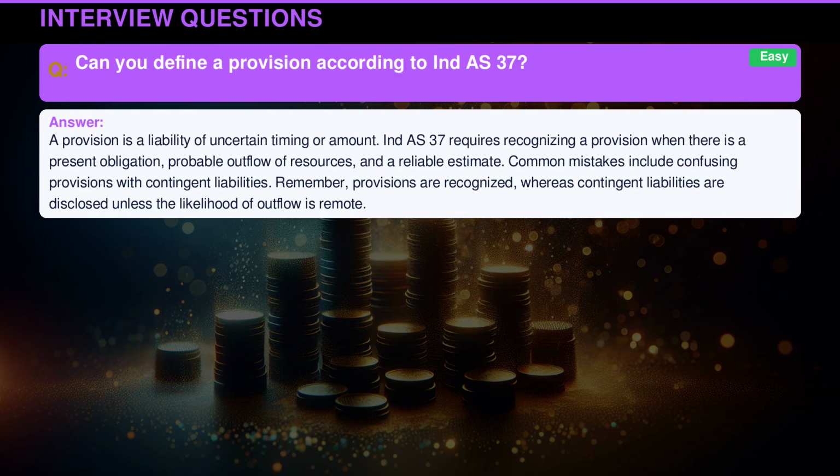Indian Accounting Standard 37 requires recognizing a provision when there is a present obligation, probable outflow of resources, and a reliable estimate. Common mistakes include confusing provisions with contingent liabilities. Remember, provisions are recognized, whereas contingent liabilities are disclosed unless the likelihood of outflow is remote.